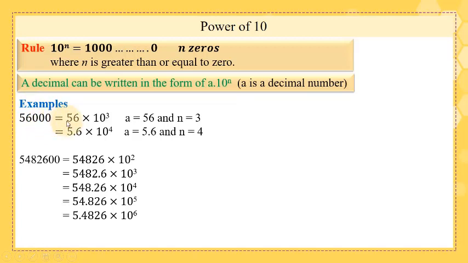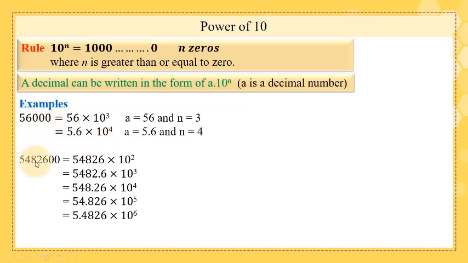It can be written as 56 times 10 exponent 3. Here a is 56 and n is 3, the exponent of the power of 10. Also, if we start with 5.6, here we need to multiply by 10 exponent 4, so that the point will be moved to the right 4 times, 1, 2, 3, 4, to get this number, 56,000.